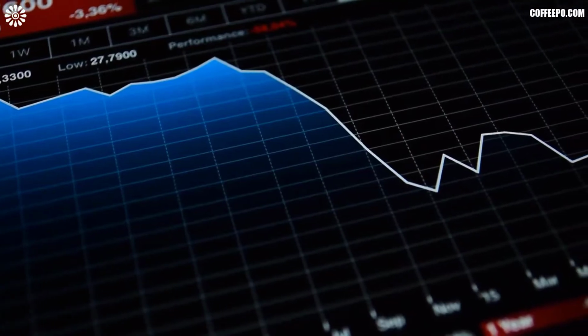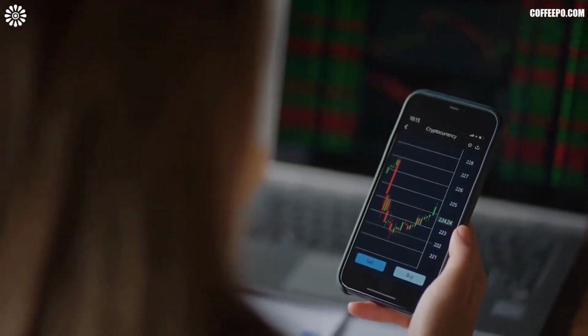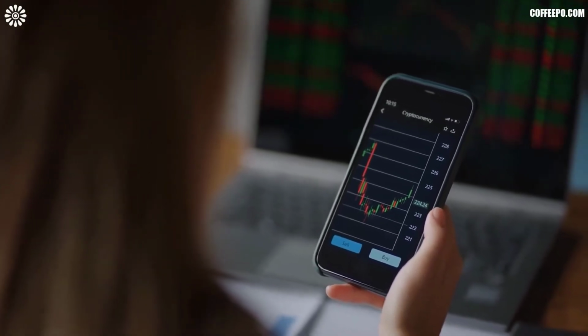Risks to consider. The stock is not without risks. The company is heavily reliant on small businesses, which could be adversely affected by a recession. The stock is also not cheap, so it may not be suitable for risk-averse investors.